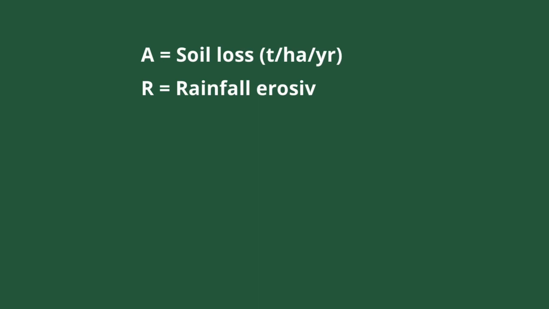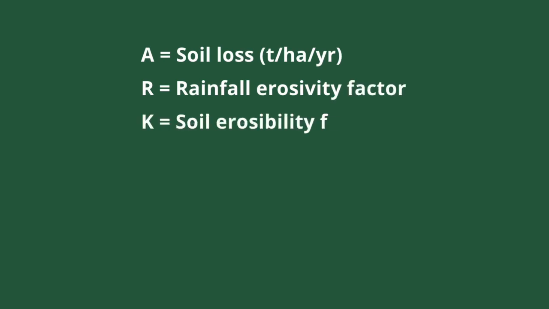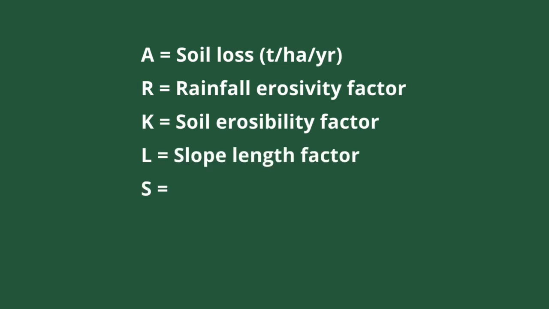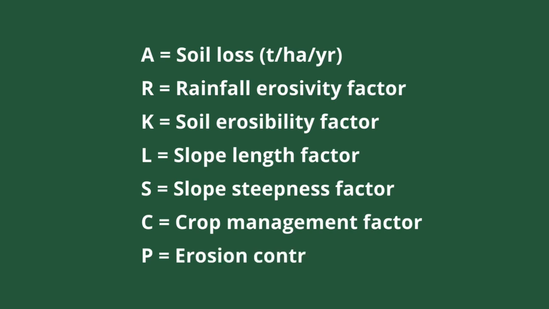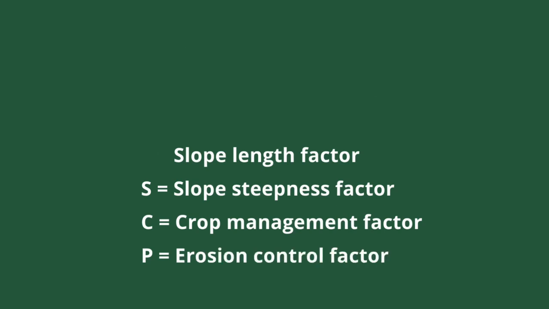R means rainfall erosivity factor. K means soil erodibility factor. L means slope length factor. S means slope gradient factor or percentage steepness. C means crop management factor. P means erosion control factor. So let's see one by one all these factors.